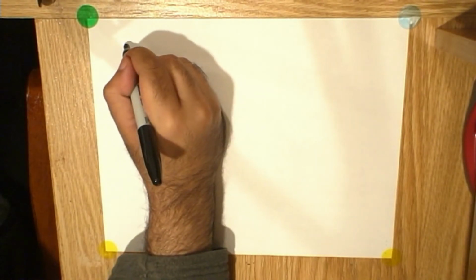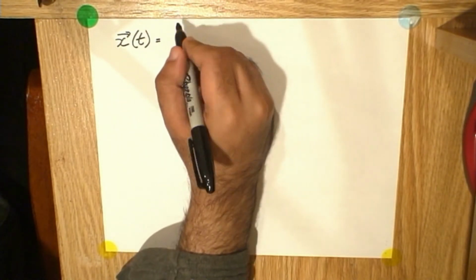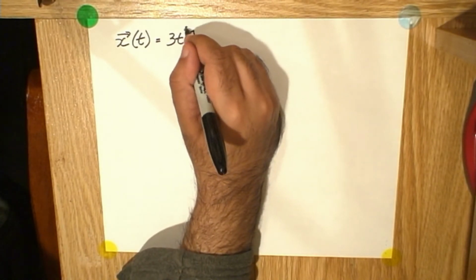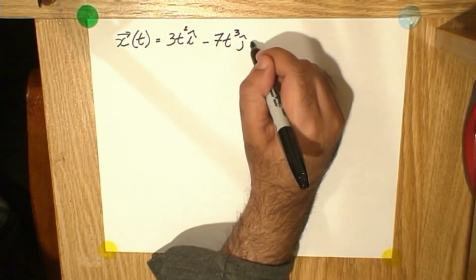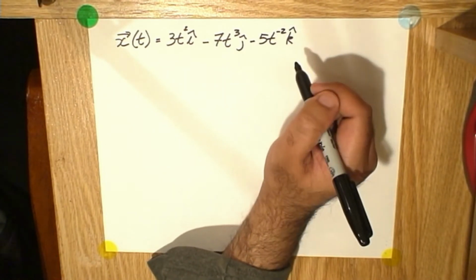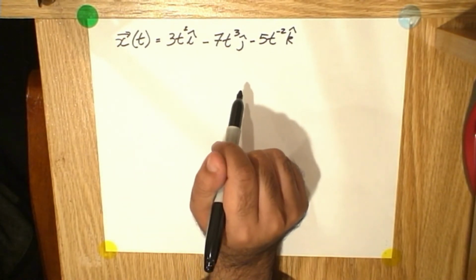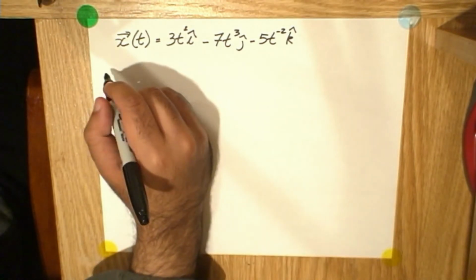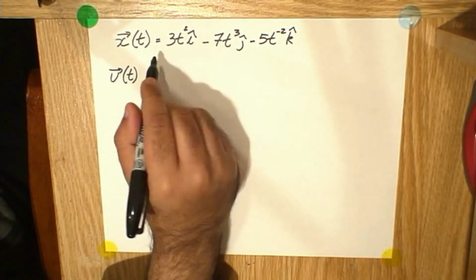For this question, we were told that the position is given by 3t, or sorry, 3t squared i hat minus 7t cubed j hat minus 5t to the negative 2 k hat. So this is a three-dimensional vector. That's all right. Three-dimensional vectors work in virtually the same way as two-dimensional vectors. So first we're being asked to find the velocity. No problem. Velocity is the derivative.